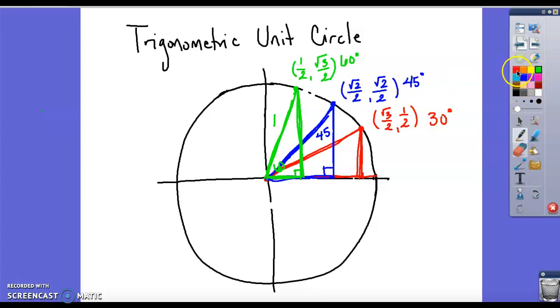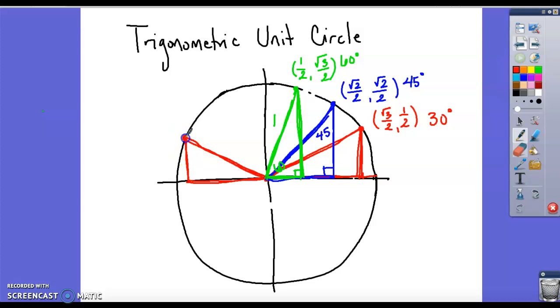Okay, so we have built the first quadrant of our unit circle. Now we need to fill in the other 4 quadrants. So let's start by looking at our first 30, 60, 90 triangle. I can draw the same thing in the second quadrant, a triangle that looks like this. This is the 30, this is the 60, this is the 90.